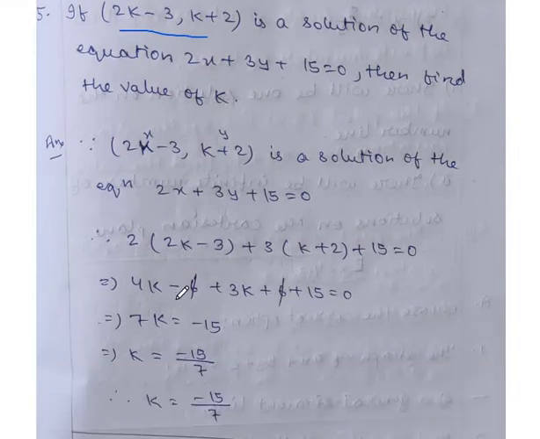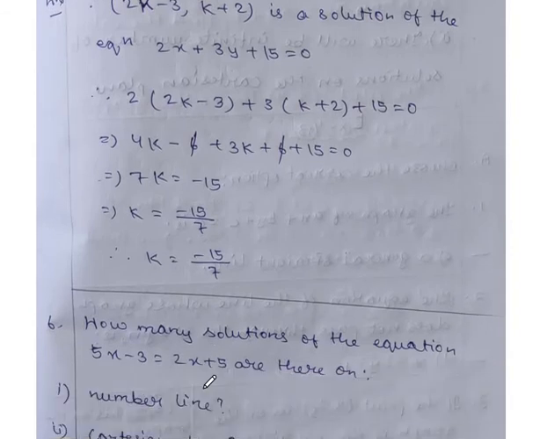Minus 6 plus 6 can be cancelled out. 4k plus 3k is 7k. Plus 15 goes to the other side, so it becomes minus 15. Then k is equal to minus 15 by 7. Therefore the answer k is minus 15 by 7. So the answer of number 5 is minus 15 by 7. Now go to question number 6.